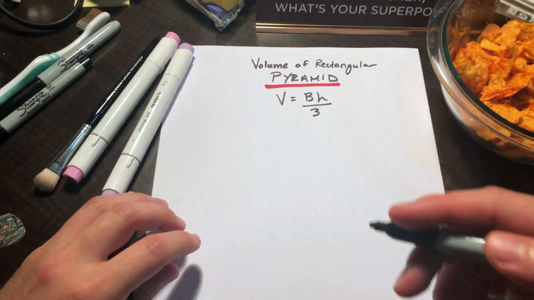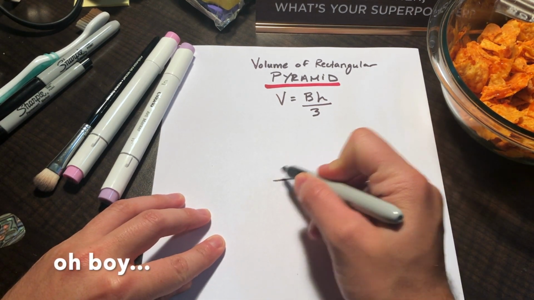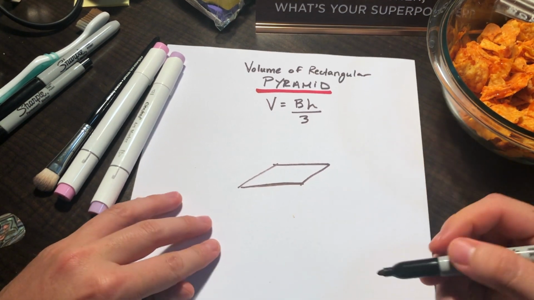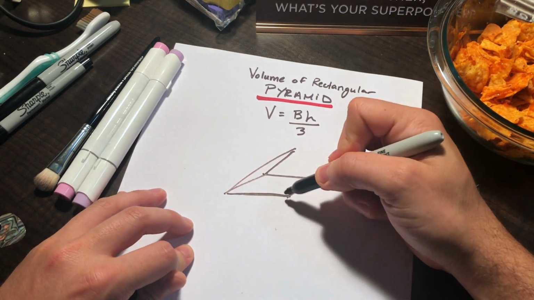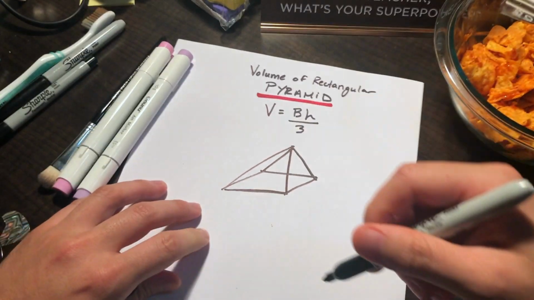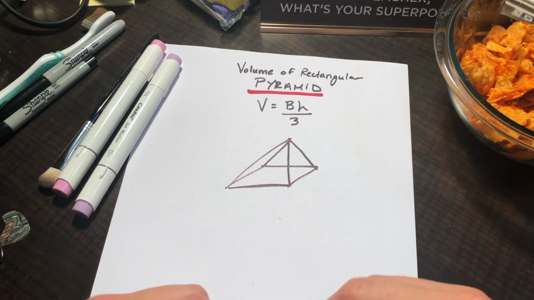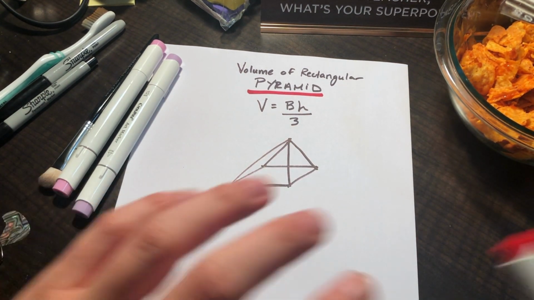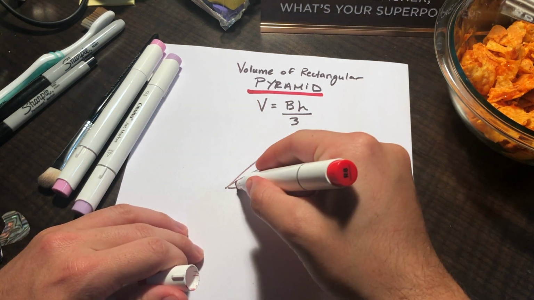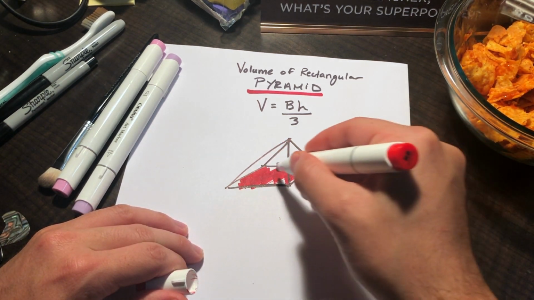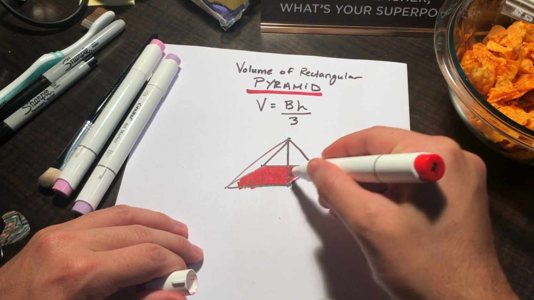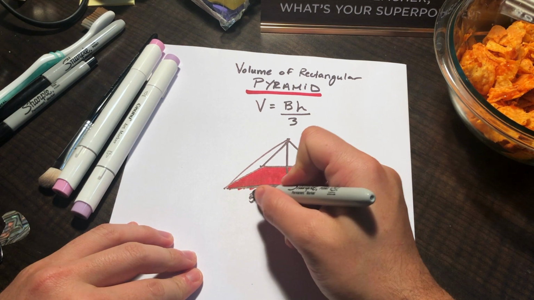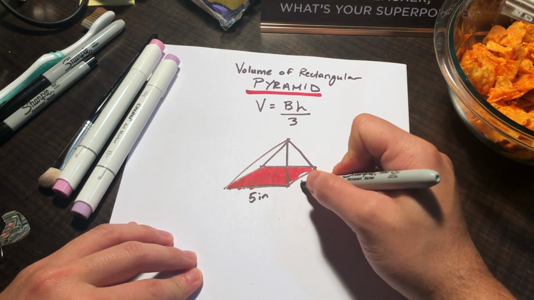So let me try to draw one real quick. Try to draw a rectangular pyramid. Looks kind of like a rectangle, I guess. And then we'll just kind of do a pyramid going like this. Okay. So there we go. We have this pyramid. The bottom is in the shape of a rectangle. Let me just kind of shade that in so you guys can see that. The bottom right here is a rectangle, and I'm gonna put some numbers down. So let's say this is 5 inches. The width is 4 inches.